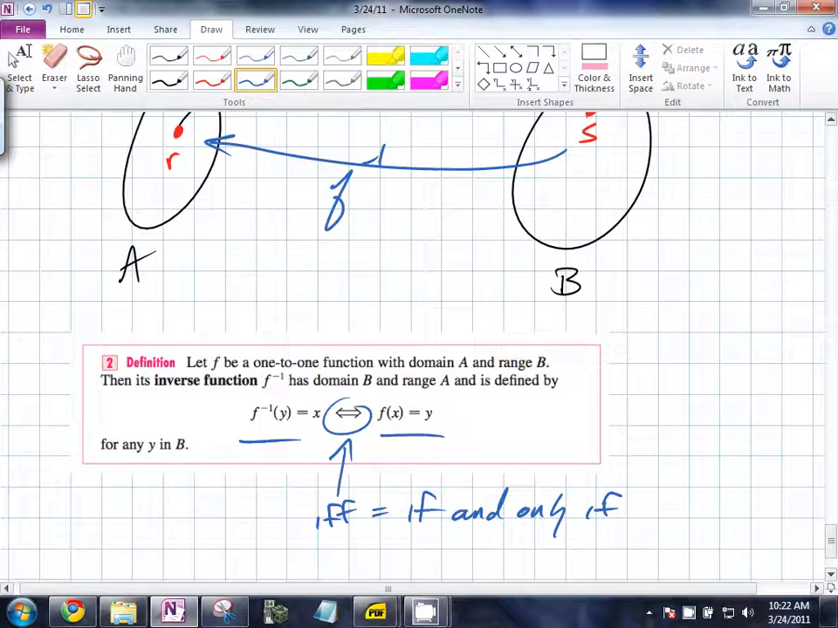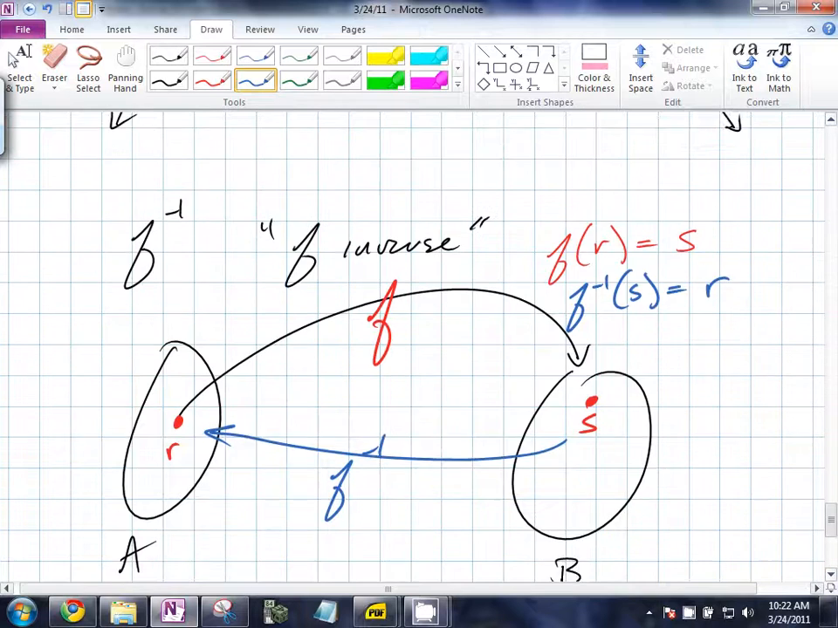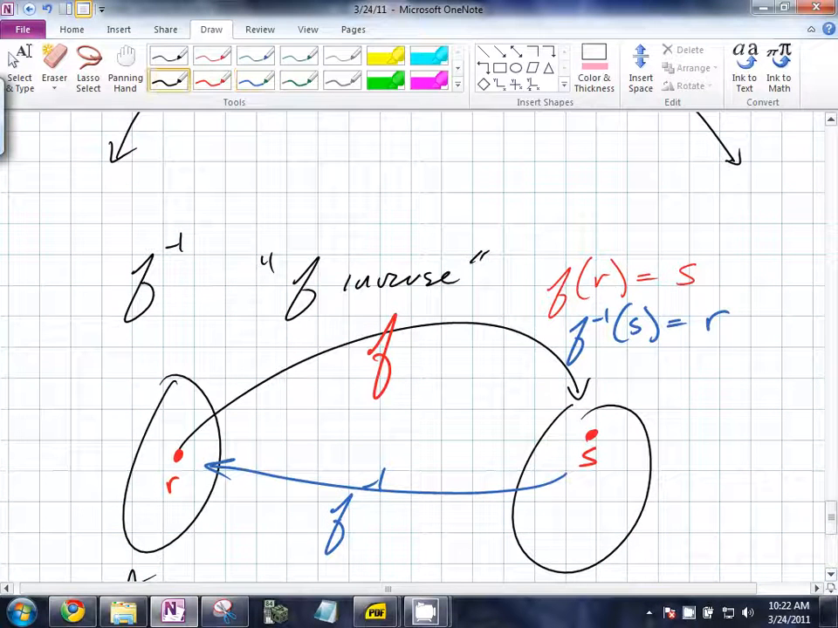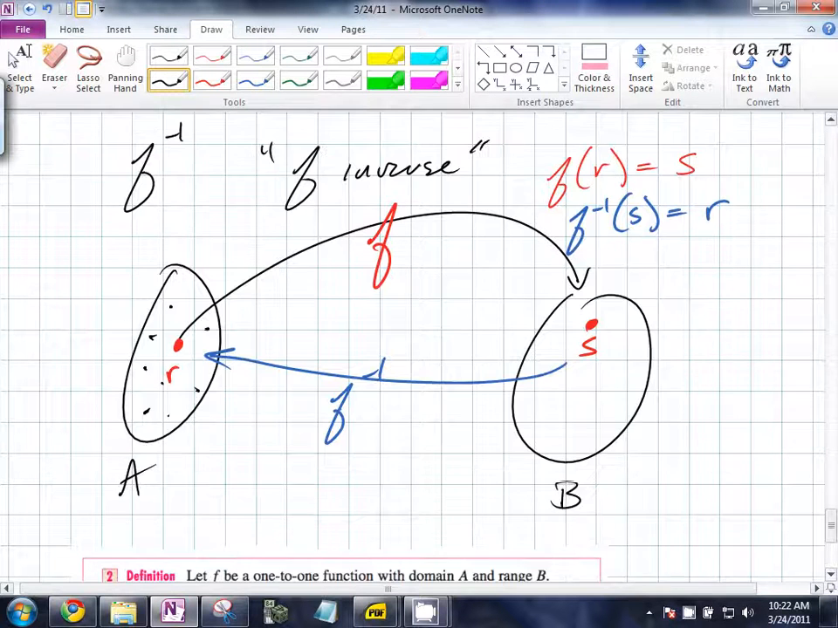Meaning, if a function only undoes some of the values, is it the inverse? No. What that means is, so this r goes to s. How many other values could there be? There could be how many other values? And f maps them all to somewhere in B. What does f inverse have to do? It has to undo all of them. If it only undoes part of them, is it the inverse? No, it's not.